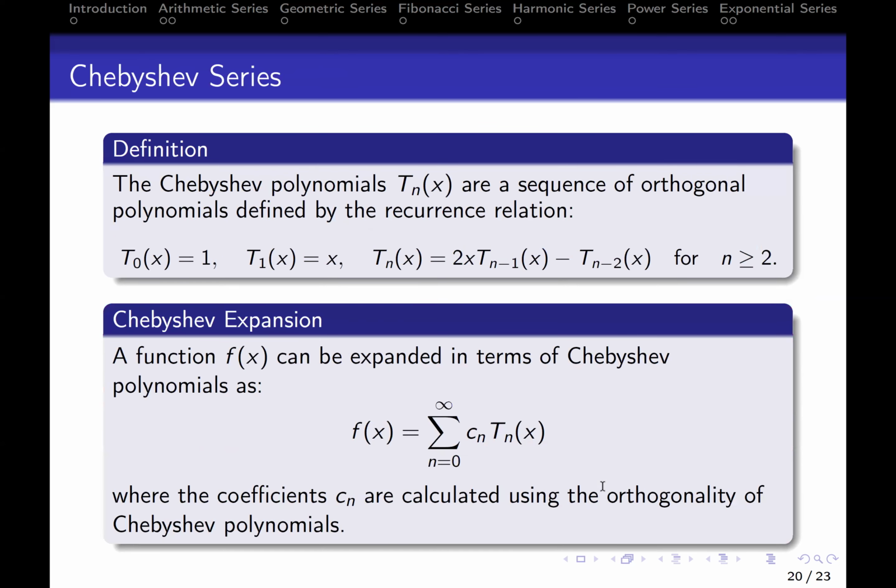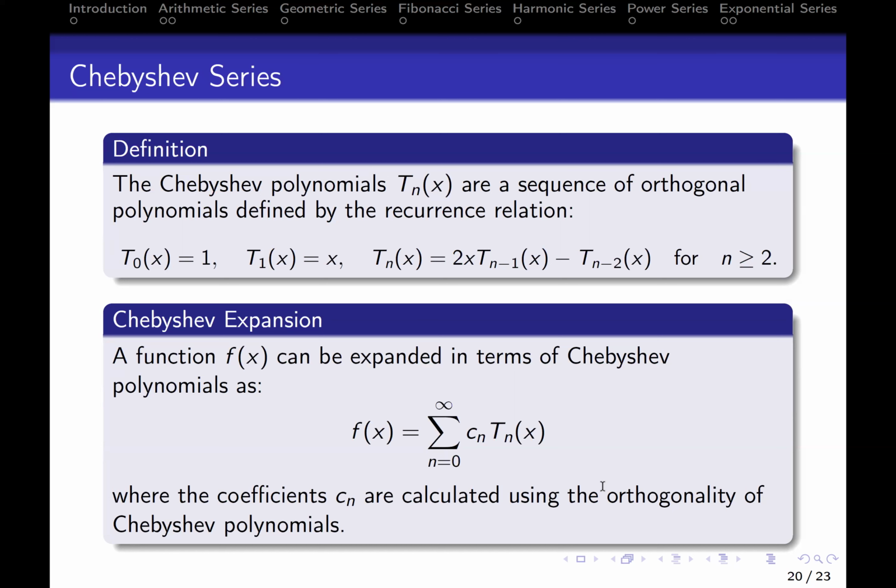Then we have the Chebyshev series. The Chebyshev polynomials Tn of x are a sequence of orthogonal polynomials defined by the recurrence relation T0 of x equals 1, T1 of x equals x. So you need those two starting points to continue getting the rest, such that Tn of x is 2x Tn minus 1 of x minus Tn minus 2 of x for values of n greater than or equal to 2. Then if you have this Chebyshev expansion, a function f of x can be expanded in terms of Chebyshev polynomials as what you have, f of x equals this.